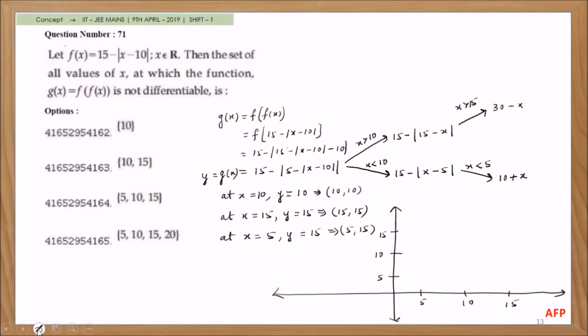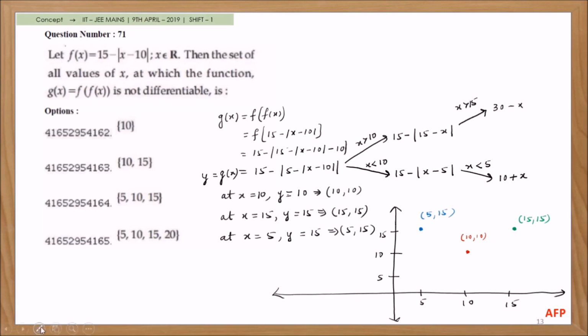Okay, so we'll take one color. First we mark 10 comma 10, here it is. Next, 15 comma 15 we will mark, this is 15 comma 15. Next, 5 comma 15, so 5 comma 15 here it is.